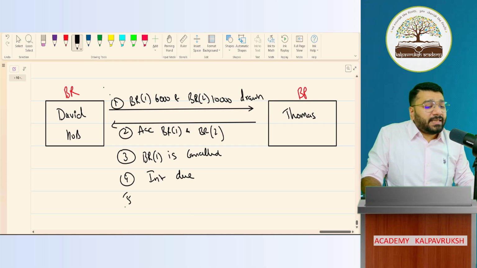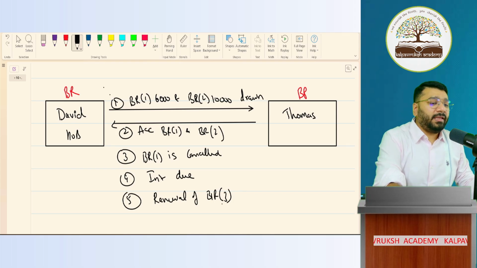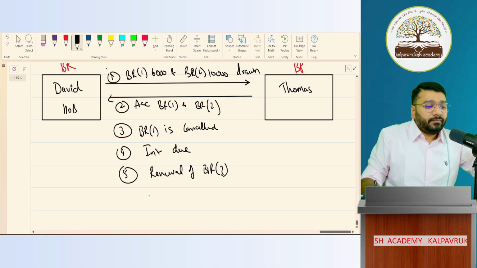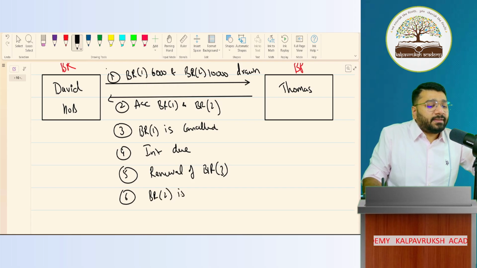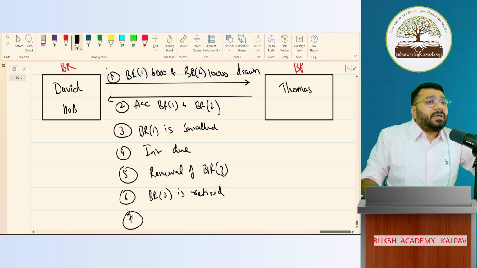So what is the fifth transaction? Renewal of bill 3, BR3. Got it, not got it? Okay. Then what is happening? BR2 is retired. Okay, not okay. Then the person has become insolvent.